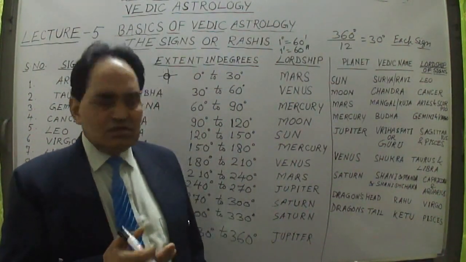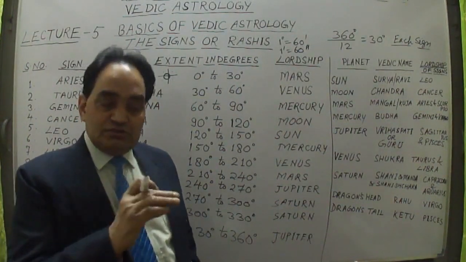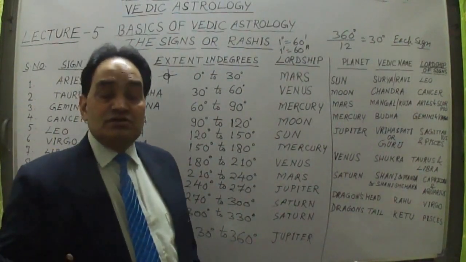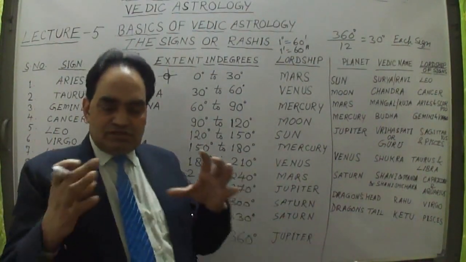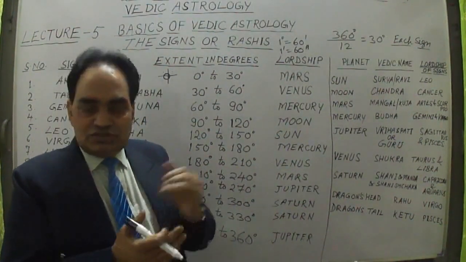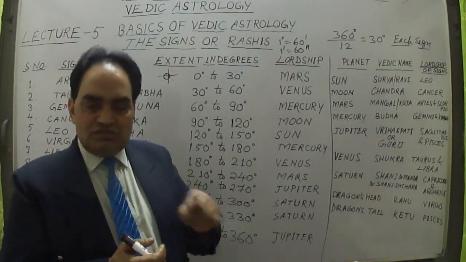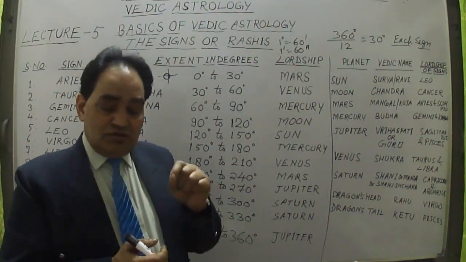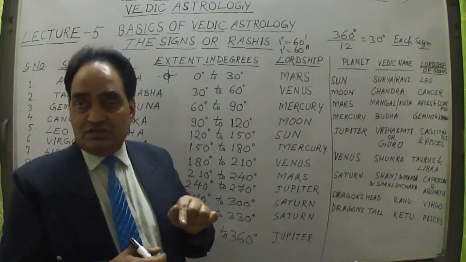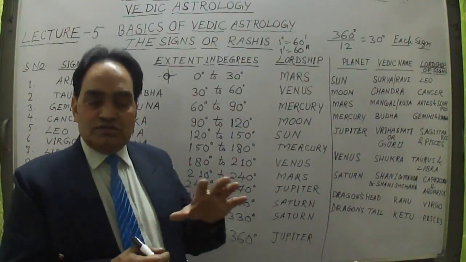In the next lecture series I'll talk about which nakshatras fall in particular signs. The 12 signs are divided into 27 nakshatras, or 27 nakshatras are contained in these 12 signs. So how many nakshatras does each sign have? One nakshatra is 13 degrees 20 minutes. Why? Because if I divide 360 degrees by 27, because there are 27 nakshatras.